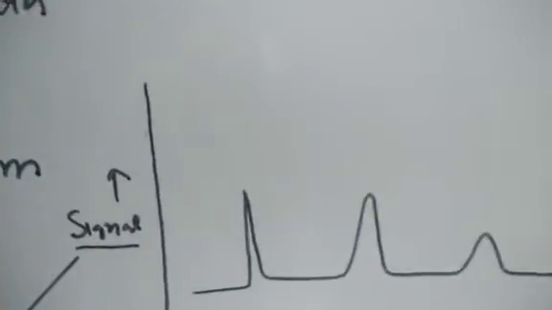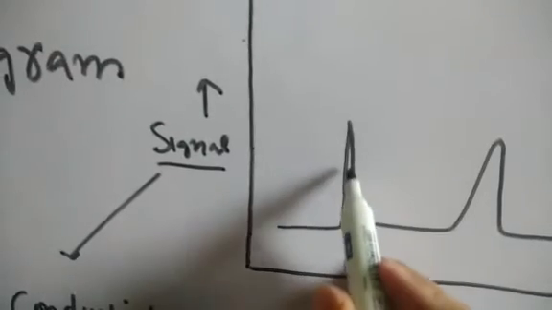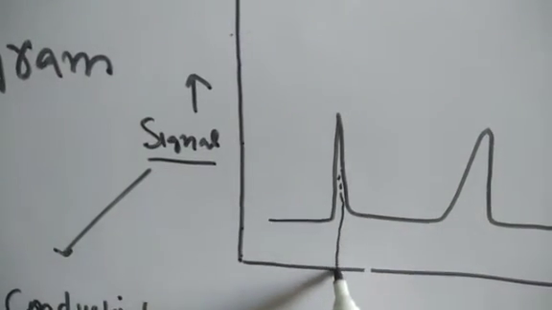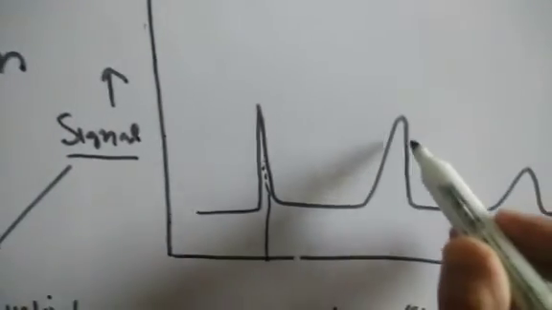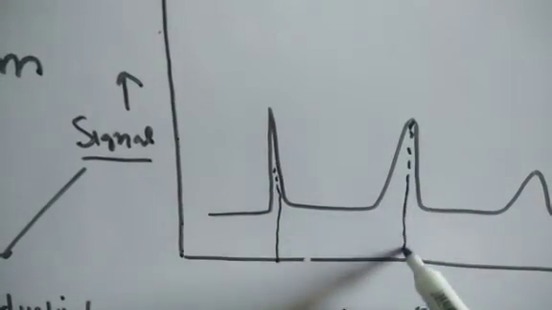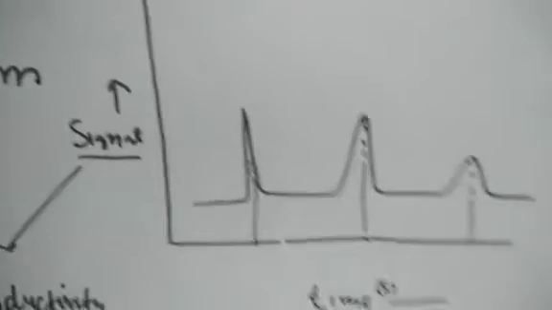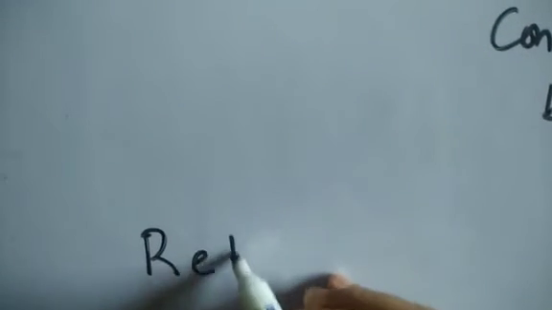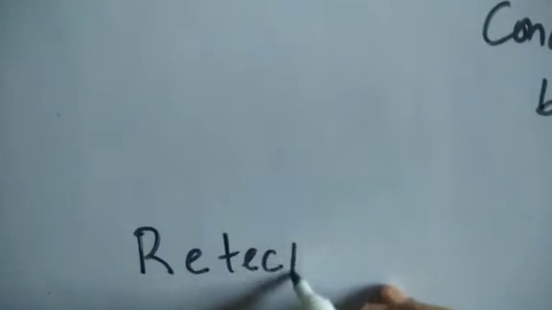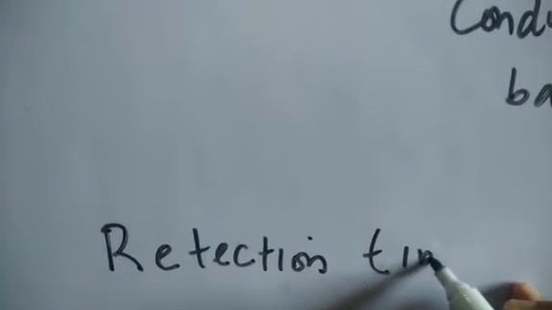Now, for example, this signal comes at this point. This signal comes at this point. This signal comes at another point, so there are different time periods. So we have one more term involved here, that is called retention time. Retention time in chromatography.